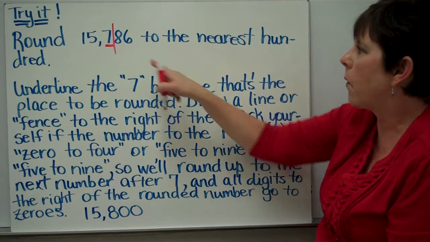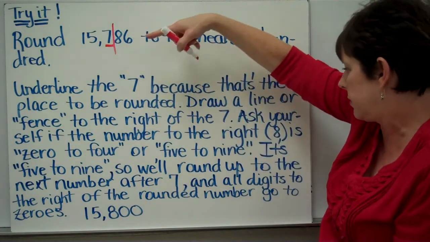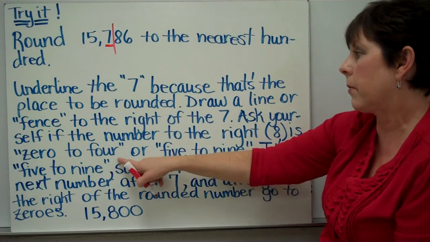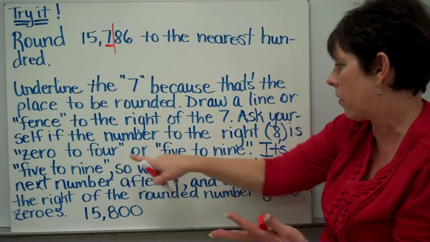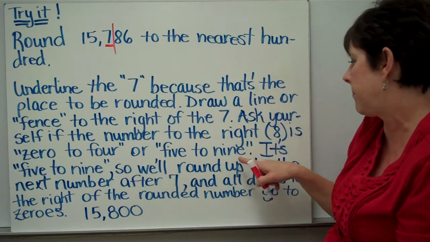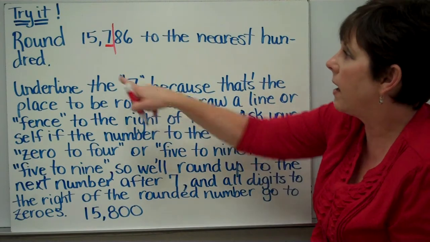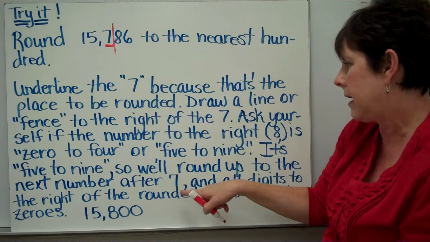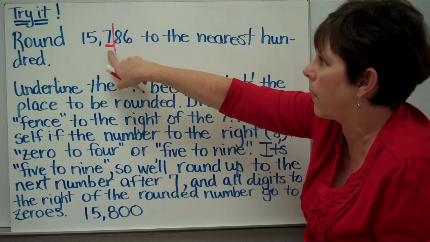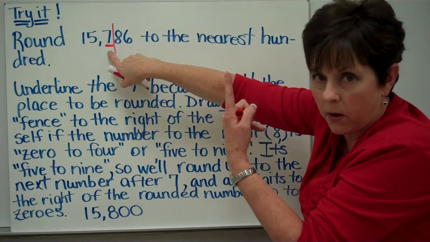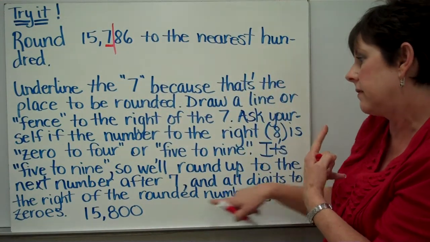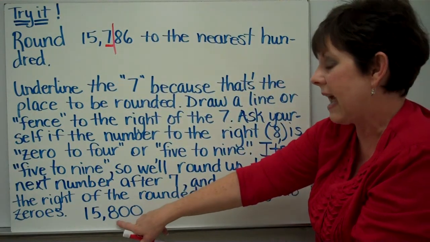All right, you're going to ask yourself if the number to the right, which is 8, is that 0 to 4, stay on the floor, or is it 5 to 9, go up the line? Well, since it's an 8, it's 5 to 9, go up the line. So we are going to round this number up. We go up the line. What's the next number after 7? All right, it would be 8.